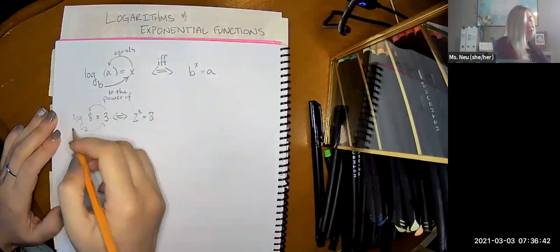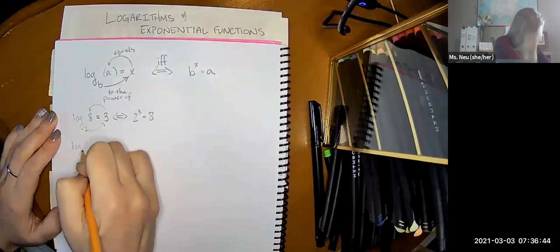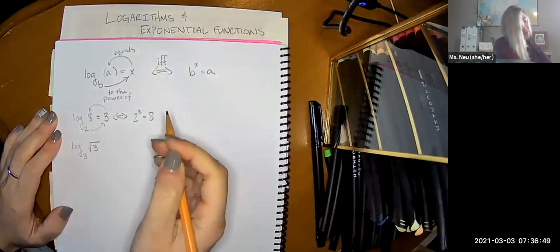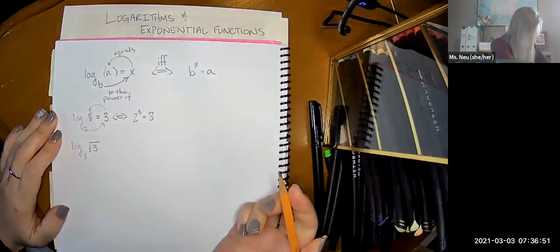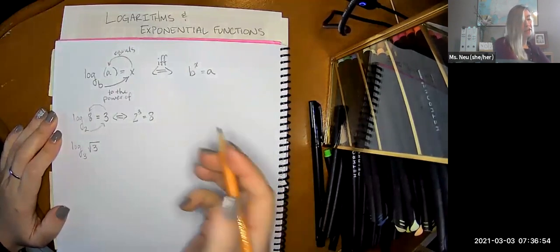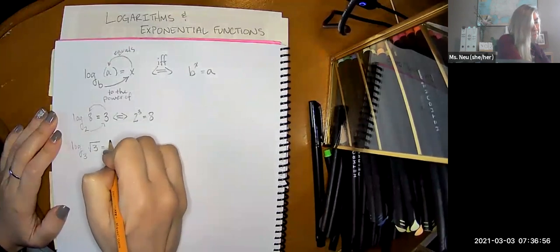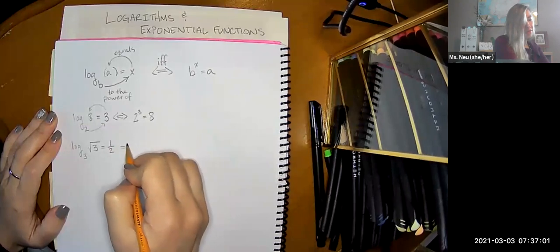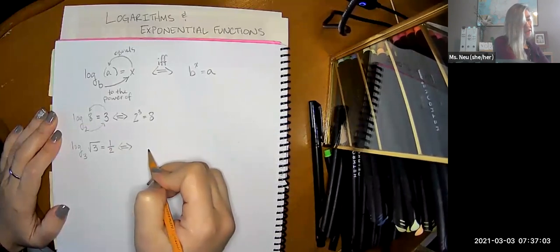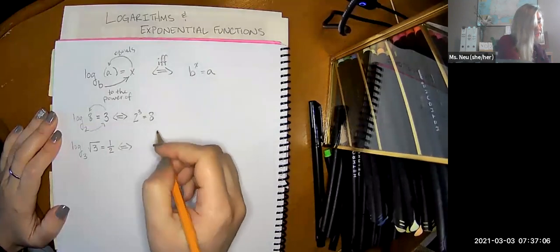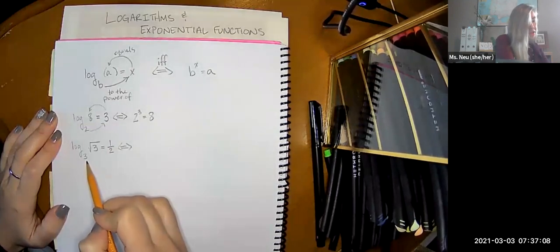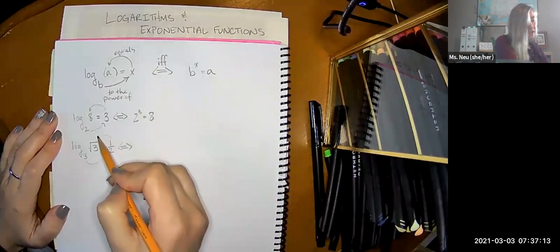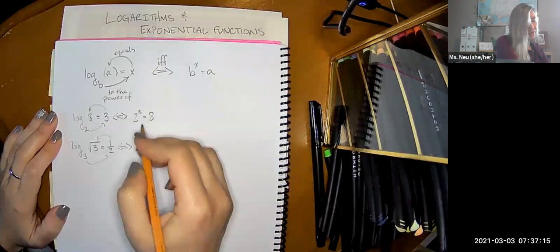All right. How about a square root? Log base 3 of root 3. Pause the video. What do you think that equals? That equals 1/2. And now try pausing again. Can you do the rewrite on this? Because 3 to the power of 1/2 is the same thing as the square root of 3.